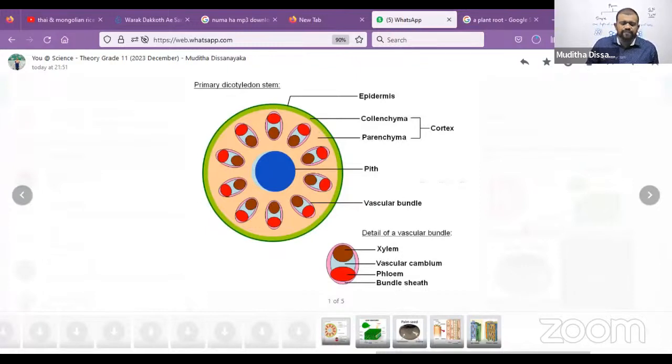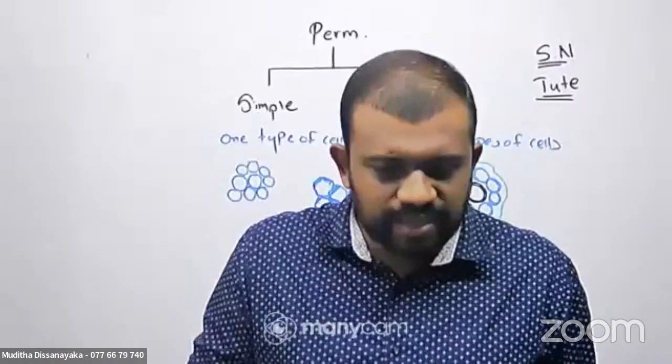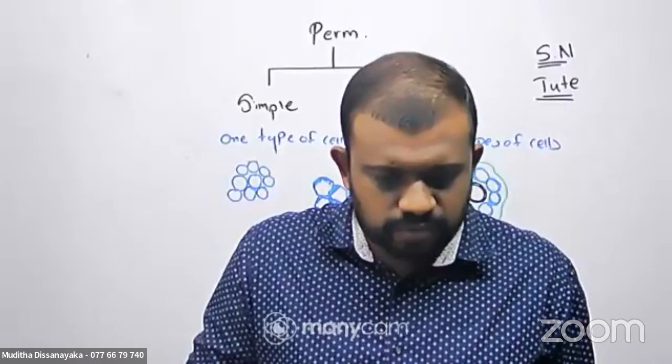Then fleshy parts of the fruit. Fleshy part means, just like I told you, the part that we eat. The fleshy part, right? Pith at the middle.